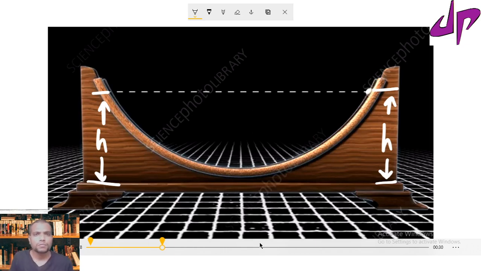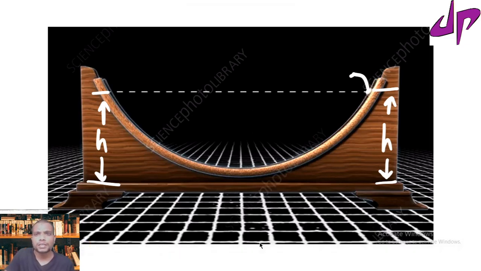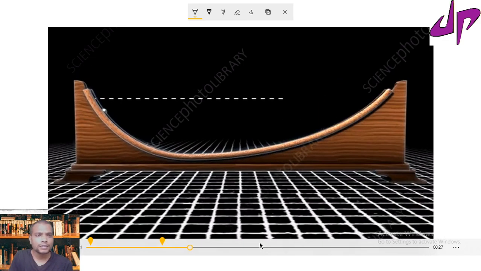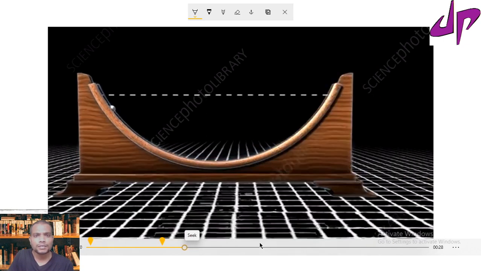Here the object is taken as a marble. Marble means a steel ball, or the glass marbles we use to play kancha. Suppose you release that marble on an inclined plane. In this case the marble reaches the same place again. In the second case too, the marble always reaches the same height.